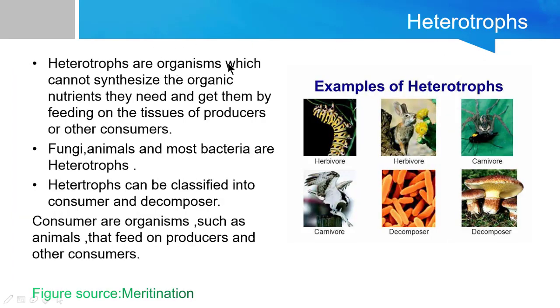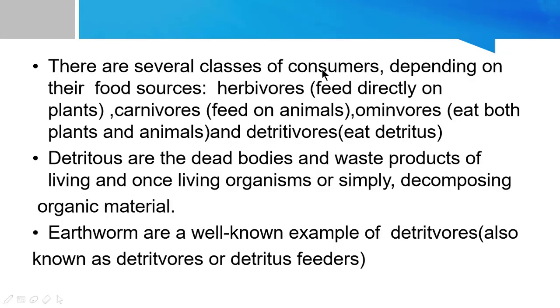Heterotrophs. Heterotrophs are organisms which cannot synthesize the organic nutrients they need and get them by feeding on the tissue of producers or other consumers. Fungi, animals, and most bacteria are heterotrophs. Heterotrophs can be classified into consumers and decomposers. Consumers are organisms such as animals that feed on producers and other consumers. There are several classes of consumers depending on their food sources: herbivores, carnivores, omnivores, and detritivores.